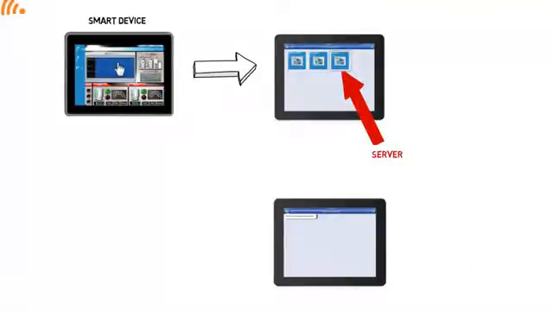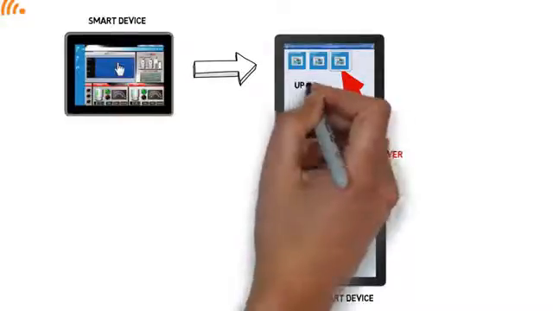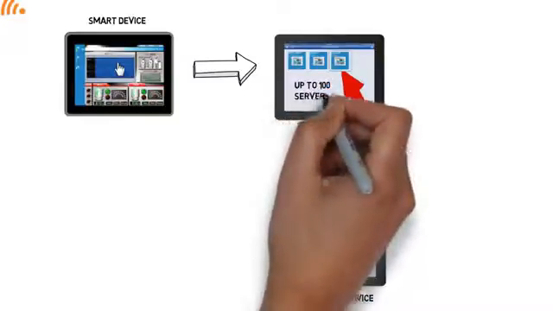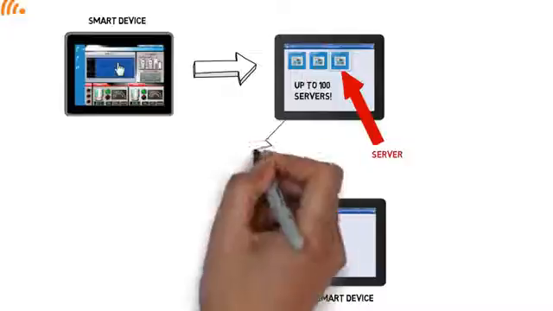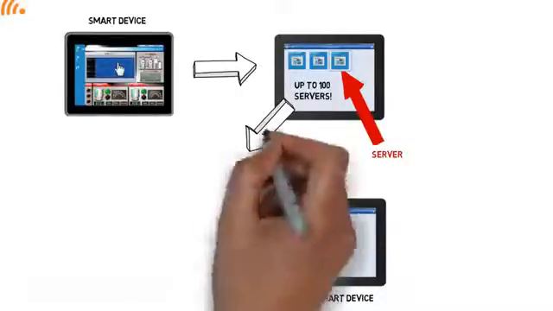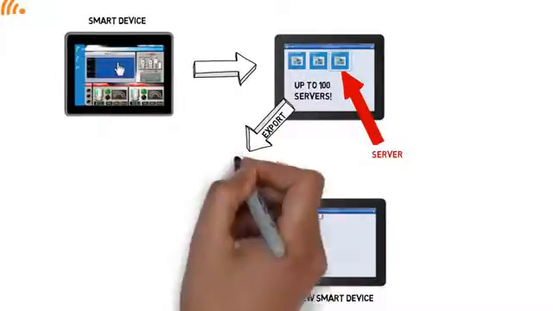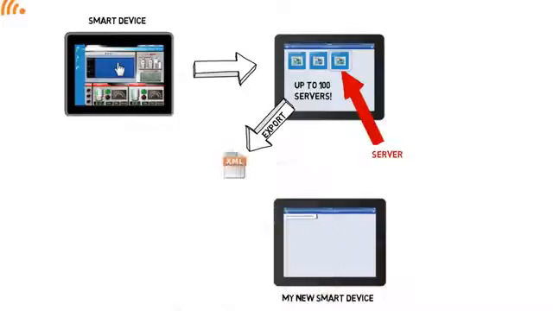What happens if I buy a new mobile device? Or I want to share my list with somebody else? I don't think anybody wants to sit down and type in manually up to 100 server configurations into a new phone or tablet. But that's okay. We have a solution. We can export the server list as an XML file. We can take that file to our new device, import, and we're done.